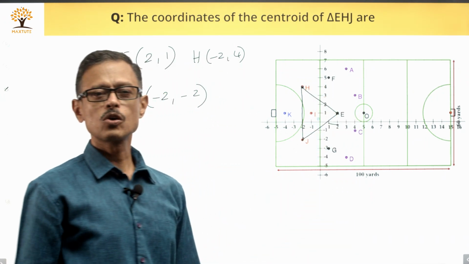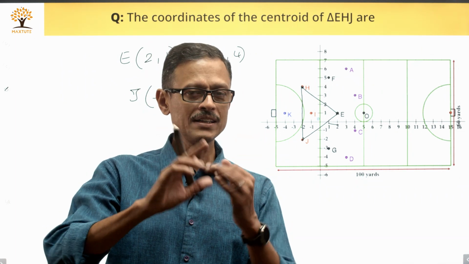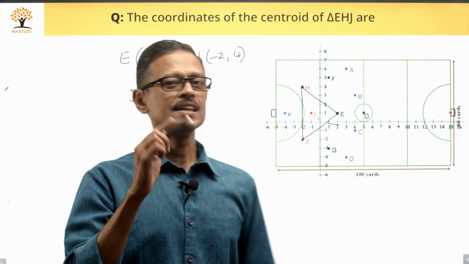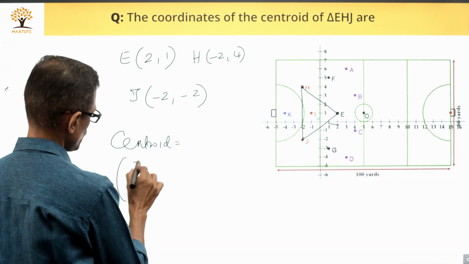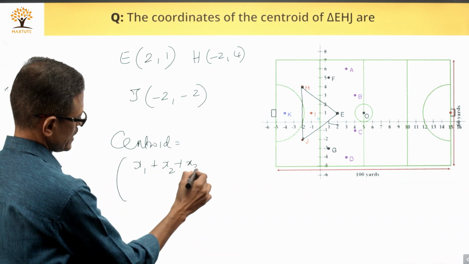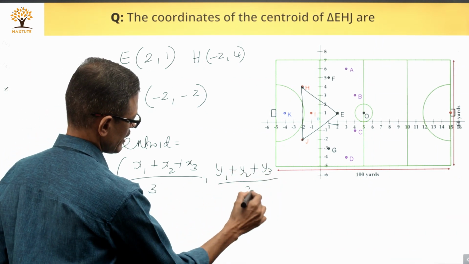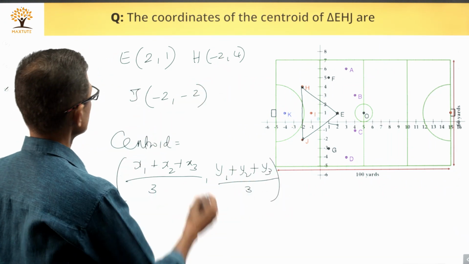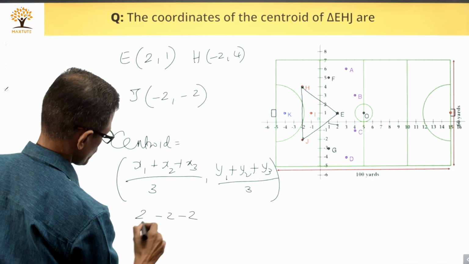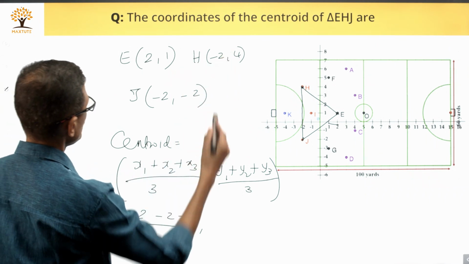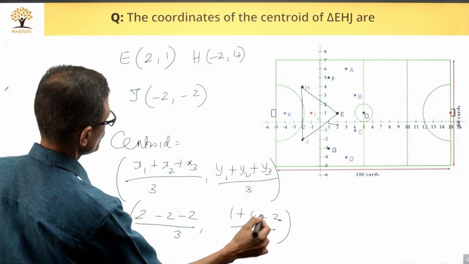We need to find out the coordinates of the centroid of this triangle. If the coordinates of the vertices of a triangle are x1, y1, x2, y2, x3, y3, then the coordinates of the centroid is equal to x1 plus x2 plus x3 divided by 3, comma y1 plus y2 plus y3 divided by 3. Add all the x coordinates. 2 minus 2 will cancel out, minus 2. So, we will write all of that, 2 minus 2 minus 2 divided by 3, comma y1, y2, y3 is basically 1 plus 4 minus 2 divided by 3.